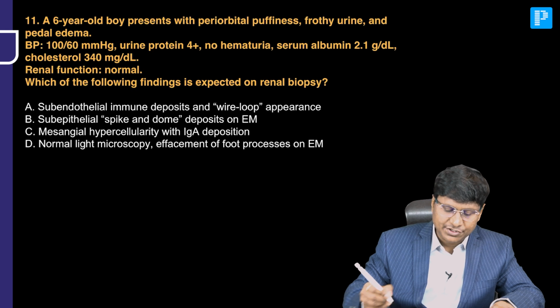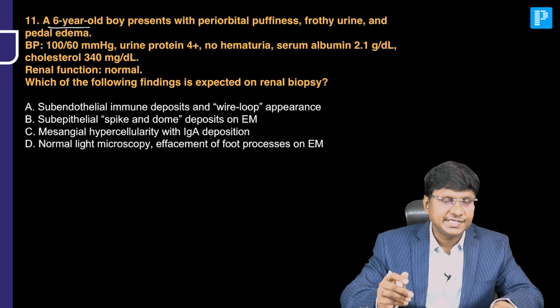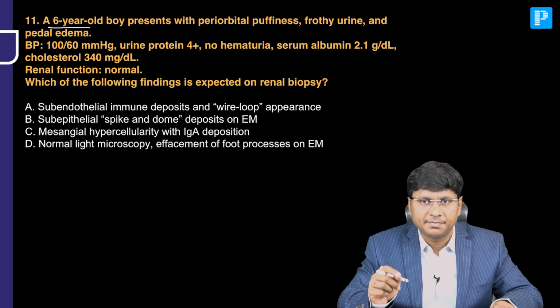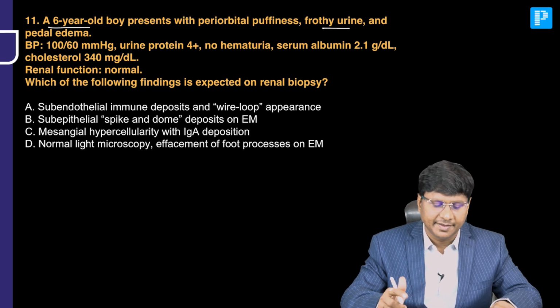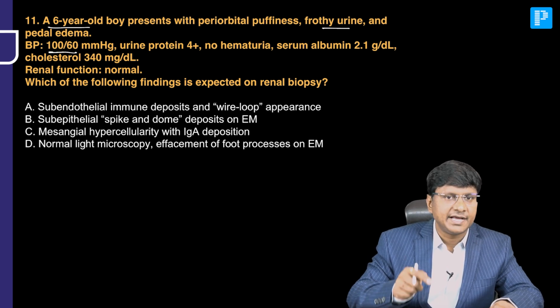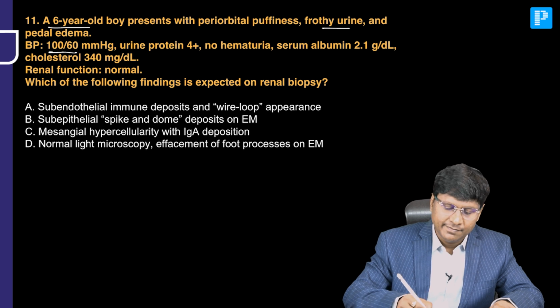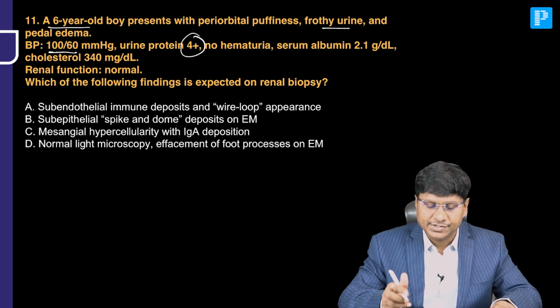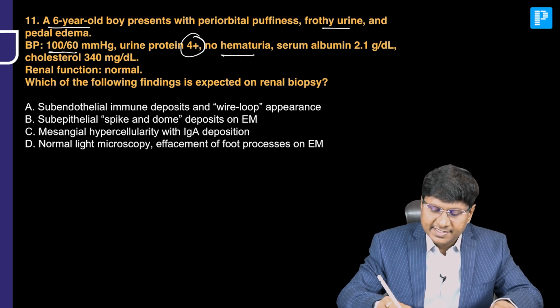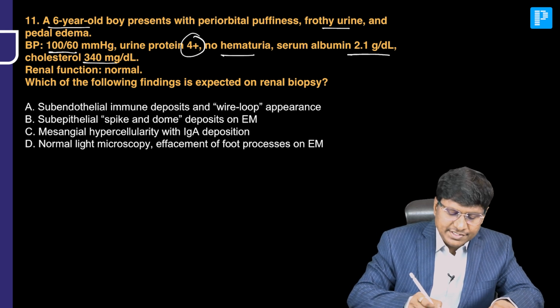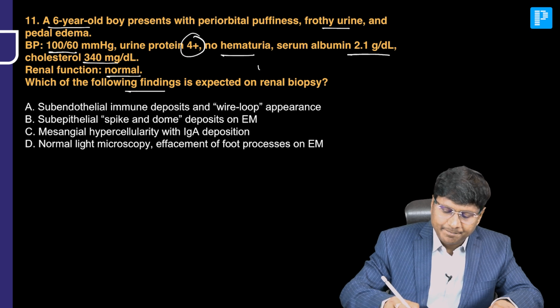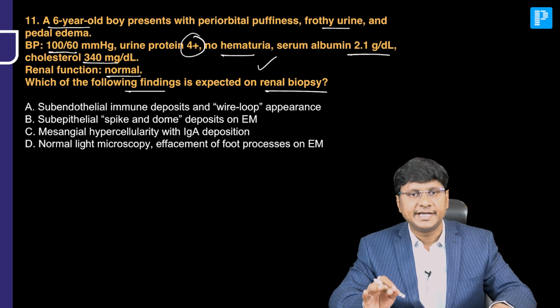And the next question, if you see, we have a 6-year-old boy presenting with periorbital puffiness. This particular patient is also having frothy urine and pedal edema. Blood pressure is 100 by 60 millimeters of mercury, and the urine protein is 4+. There is no hematuria. The serum albumin is 2.1 grams per deciliter. Cholesterol is around 340 milligrams per deciliter and renal function is normal. Which of the following findings is expected on the renal biopsy?